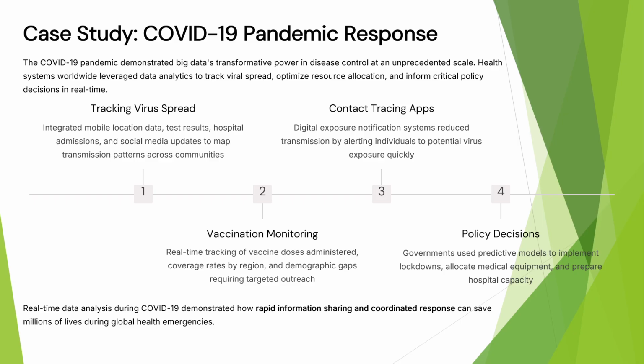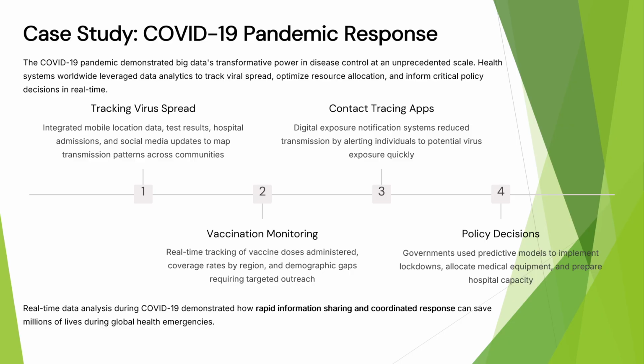That helps because of big data. Second, vaccination monitoring: real-time tracking of vaccines administered, coverage rates by region, and demographic gaps that require targeted outreach. Where you have to monitor where the vaccine has been given and where it has not, checking everything region-wise, in all these things big data helps you a lot. And third is contact tracking apps: digital exposure notification systems reduce transmission by alerting individuals to potential virus exposure quickly.